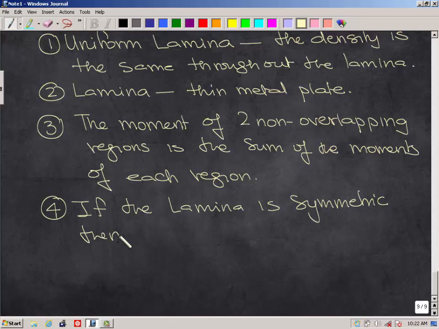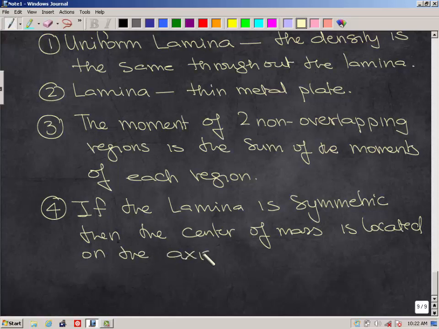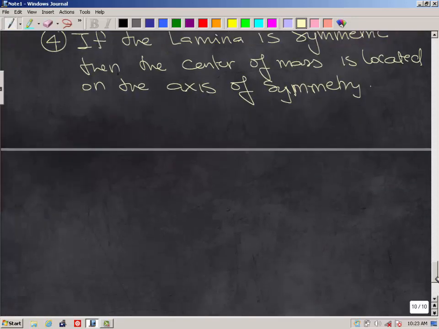The next thing we're going to have is, if the lamina is symmetric, then the center of mass is located on the axis of symmetry. And this is extremely important because this will cut down on the amount of work you have to do. Let me talk about what I mean by that.